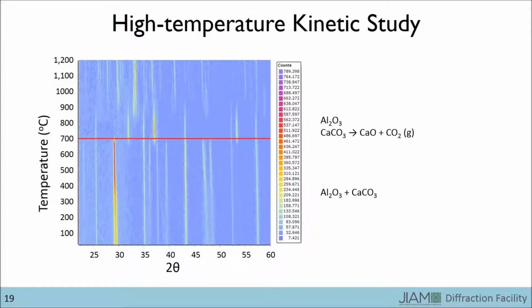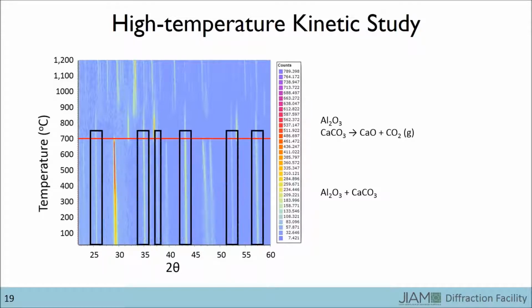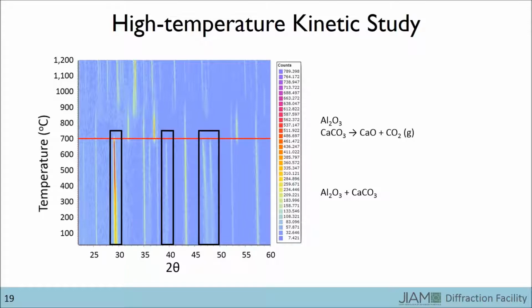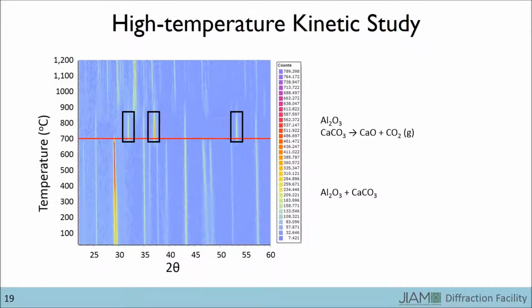If you look above and below the red line on the figure, you'll see some peaks continued from the lower region to the higher region. These are from the aluminum oxide. Some peaks ended. These are from the calcium carbonate. Finally, some new peaks appeared. These are from the calcium oxide.